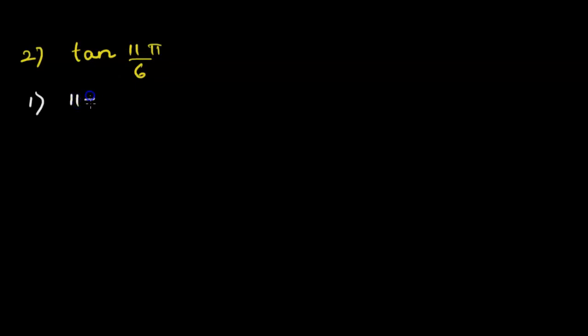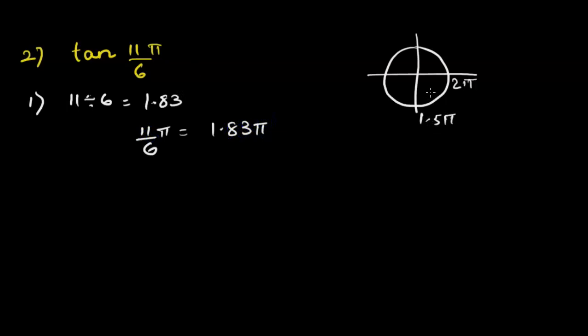Step 1 is to divide 11 and 6 and find out the quadrant this 11 by 6 pi lies in. 11 divided by 6 is 1.83. So 11 by 6 pi is equal to 1.83 pi. That means it lies in the fourth quadrant. Second step is to find the corresponding related acute angle. To find beta for the fourth quadrant, we have to do 2 pi minus theta.